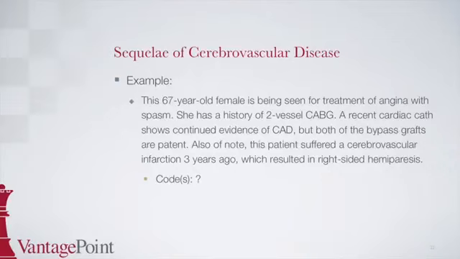Now we have a 67-year-old female being seen for treatment of angina with spasm. She has a history of 2-vessel coronary artery bypass graft. A recent cardiac cath shows continued evidence of coronary artery disease, but both of the bypass grafts are patent. Also of note, this patient suffered a cerebrovascular infarction 3 years ago, which resulted in right-sided hemiparesis. And just as an aside, patent means that the bypass grafts were open, so they weren't clogged. How would you code this scenario? Please pause the webinar to complete this example and then hit play to continue and learn the answer.